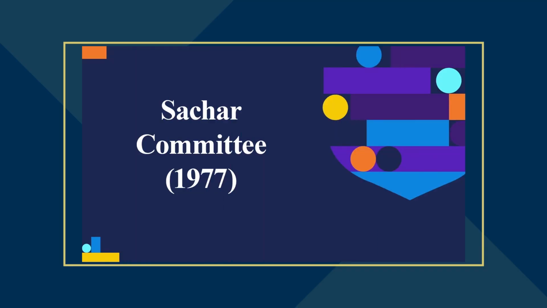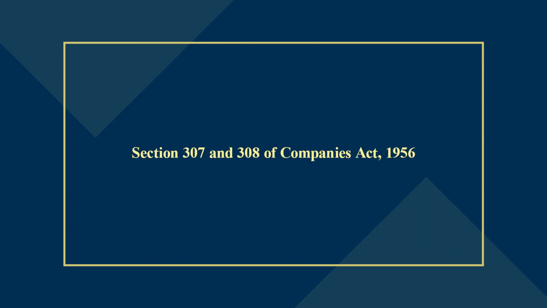In 1977, the Sachar Committee opined that Section 307 and Section 308 of the Companies Act 1956 was insufficient to curb the malaise of insider dealing and recommended fuller disclosure of transactions by those who have price-sensitive information and prohibition of dealings by such persons during specific period.